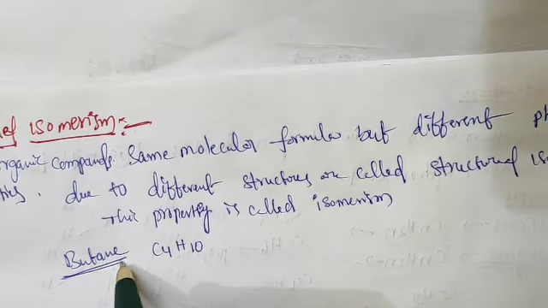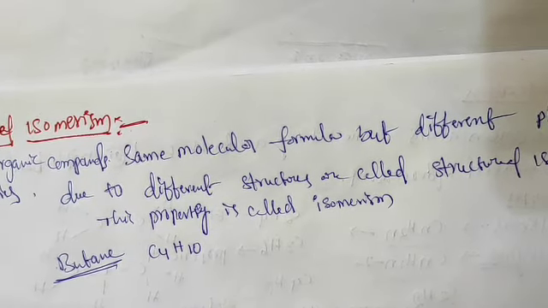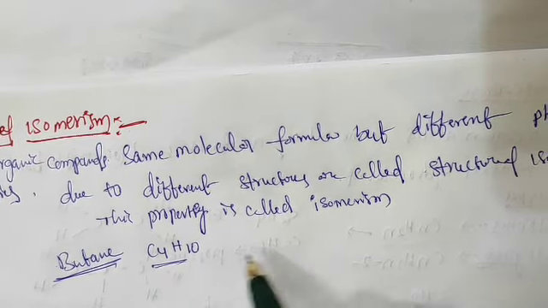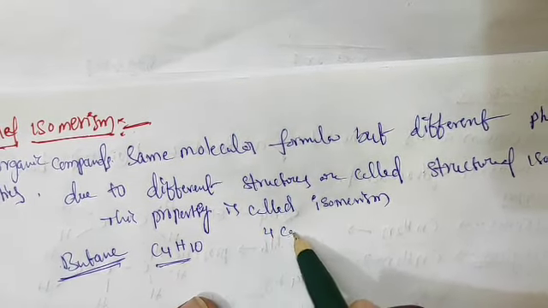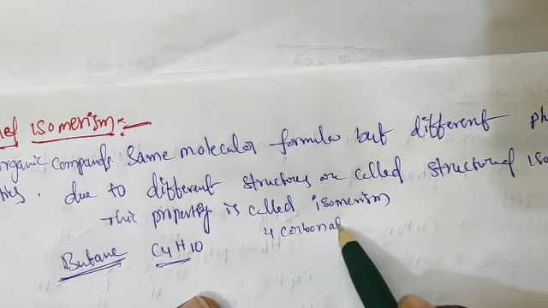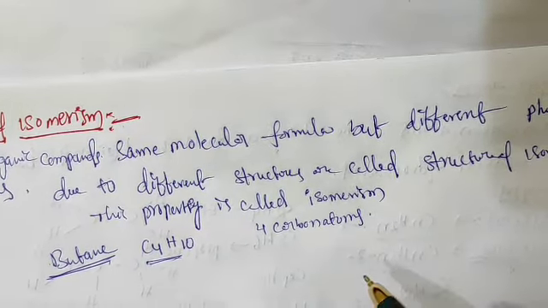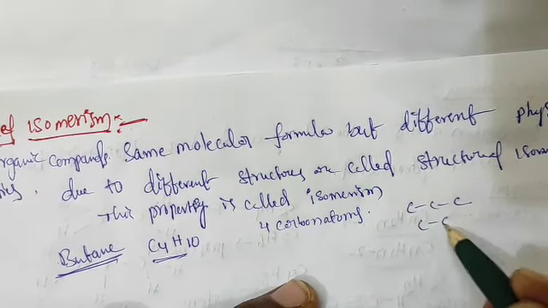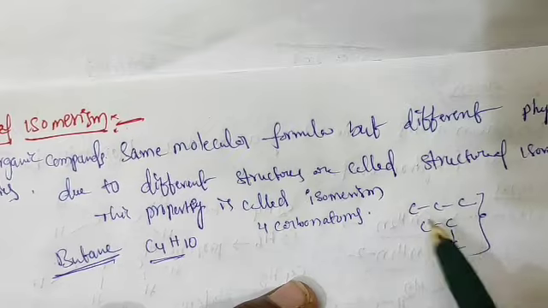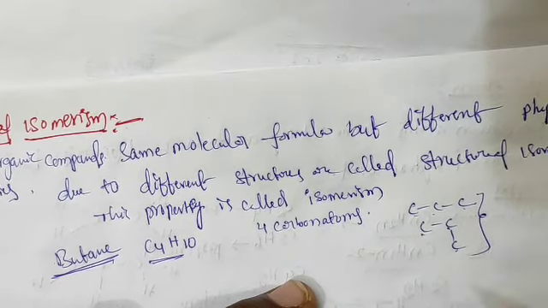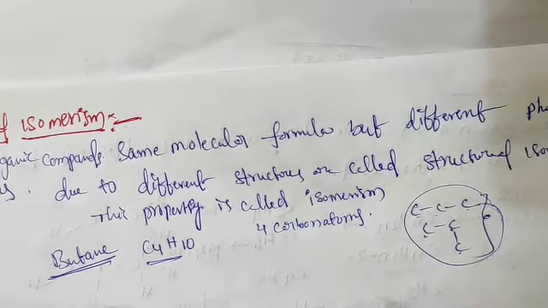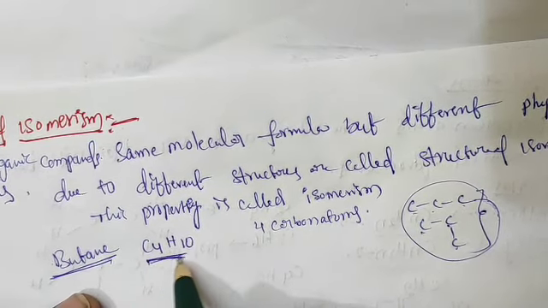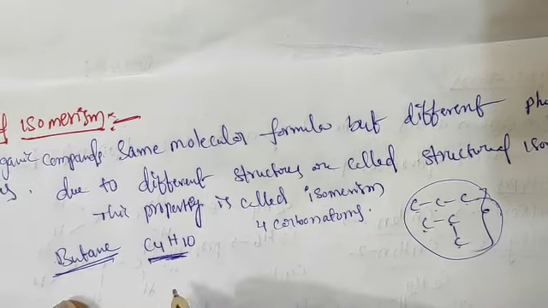Now, to write possible isomers of any compound, we definitely want at least 4 carbon atoms. With 4 carbon atoms only it is possible. If there are 3 carbons, 1, 2, 3, and you write it like this, both are the same. So at least 4 carbon atoms we will write. So what are the structural isomers of butane?